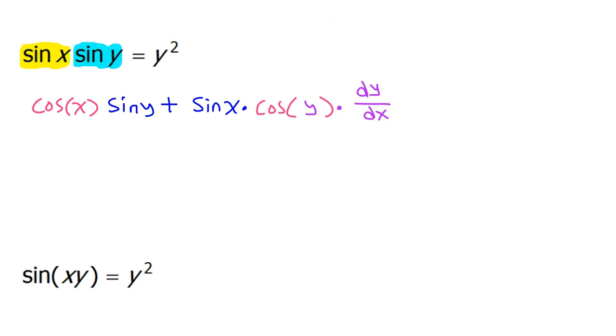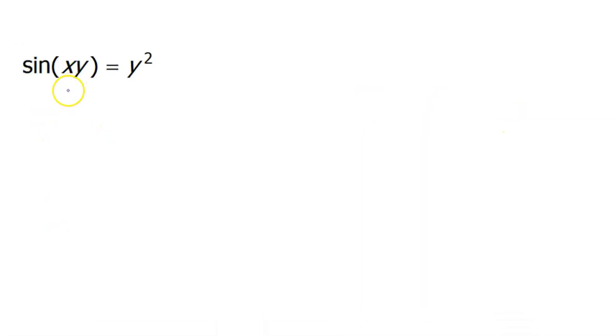Moving on to the right-hand side, the derivative of the outer function is 2y, but then the inner function is y itself. So we multiply by dy/dx, the derivative of the inner function. And this is the final answer. Please pause the video and try to do this one by yourself.